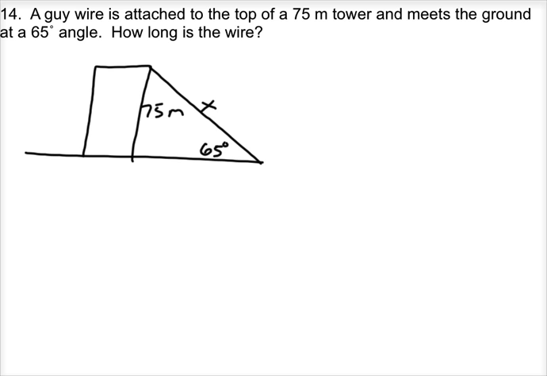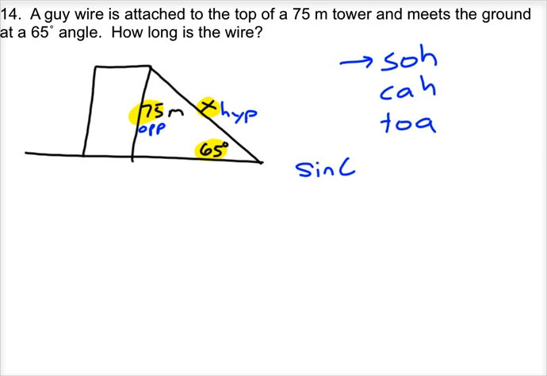So first thing I'm going to do is write down SOHCAHTOA and look at the values I have. So I have my 65-degree angle, the 75 meters, and x. So from the 65 degrees, the 75 meters is opposite. X is the hypotenuse. So if I have opposite and hypotenuse, I'm going to use the sine function. So sine of 65 degrees is going to equal the opposite, 75, over the hypotenuse x.